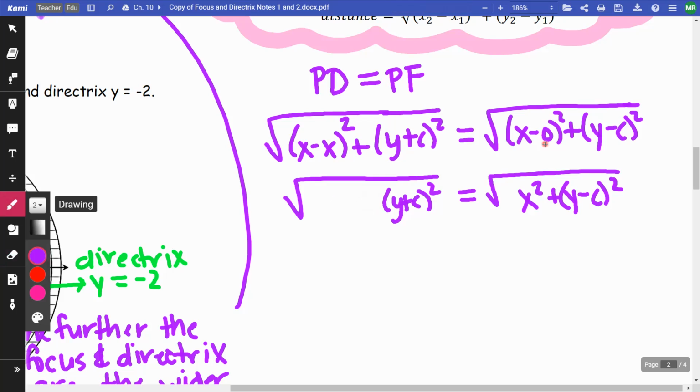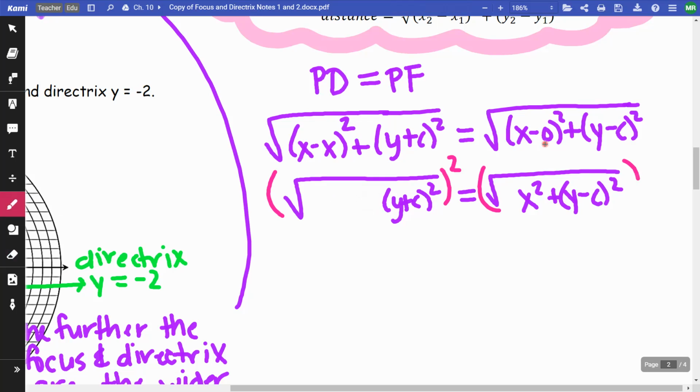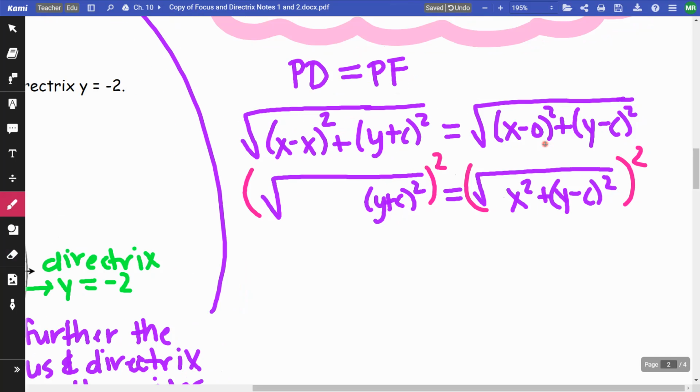So now what I'm going to do is I want to get rid of those square roots. So I'm going to square this side and I'm going to square this side. Now, when I square a square root, it undoes it. So I'm going to be left with what's underneath my square root, which happens to be y plus c squared. And some of us might say, well, why don't you just take the square root of this? Because if I take the square root of this, this is going to be just y plus c. Yes, but over here, that's not going to be the case. I'd have to take the square root of that whole quantity, x squared plus y minus c squared. I can't take square roots of pieces of it. So I'm just going to get rid of the square roots.